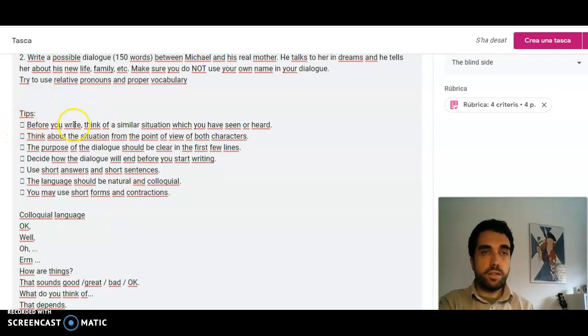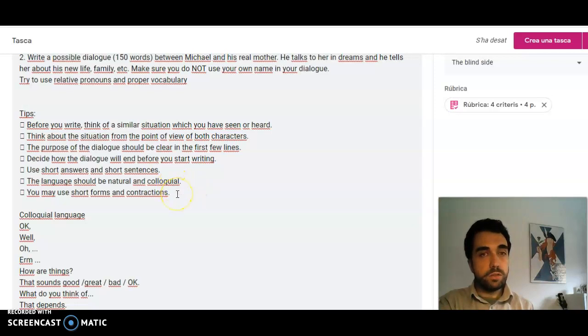So before you write, think of a similar situation which you have seen or heard. Think about the situation from the point of view of both characters. Yes, the purpose of the dialogue should be clear in the first few lines. Decide how the dialogue will end before you start writing. Use short sentences and short answers as well. And the language should be natural and colloquial. And you may use short forms and contractions. Remember, we are in a kind of informal writing.